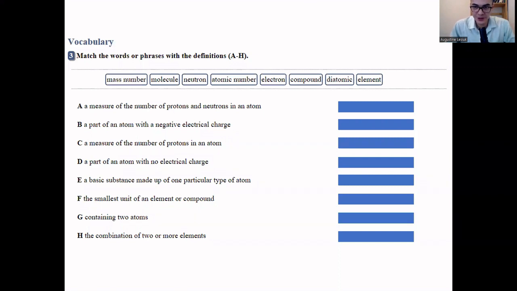For the first vocabulary segment of this unit, I want you guys to match the following words or phrases with the following definitions. So we have mass number, molecule, neutron, atomic number, electron, compound, diatomic, and element. So pause this video, match these words with the definitions first, try it out yourselves first. And once you're done, resume the video and we'll go through the answers and definitions together.